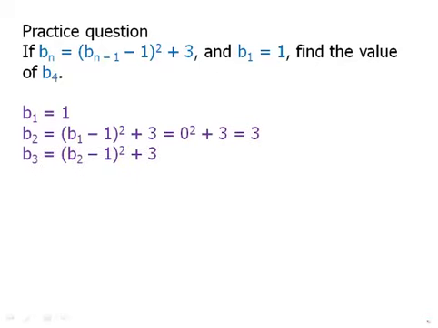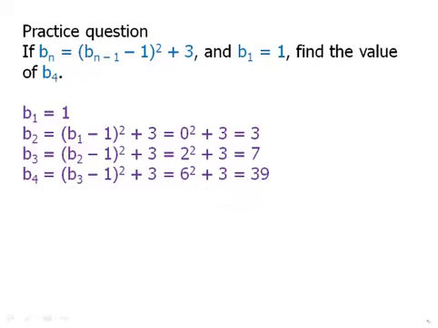Now the third term is going to be that second term minus 1. We're going to square that plus 3. So that's going to be 2 squared, which is 4, plus 3, which is 7. The fourth term now, we're going to take 7, subtract 1, square it and add 3, and this gives us 39. And that is the fourth term of this sequence.